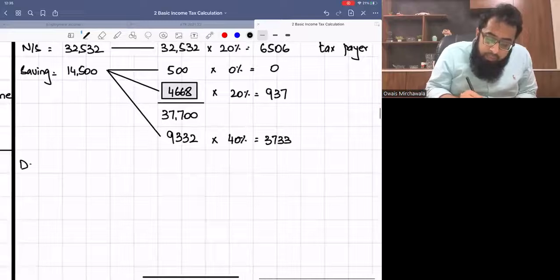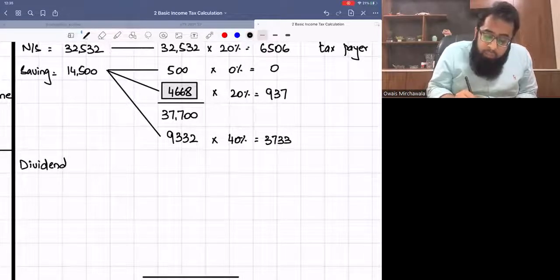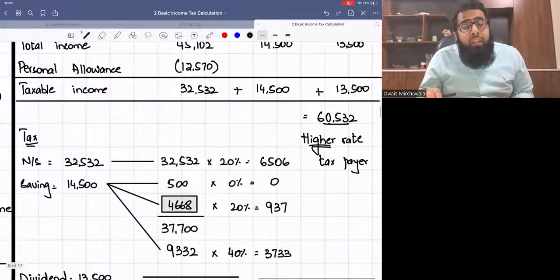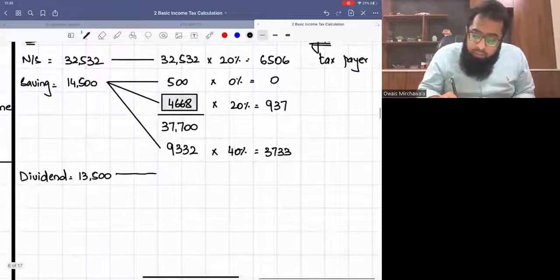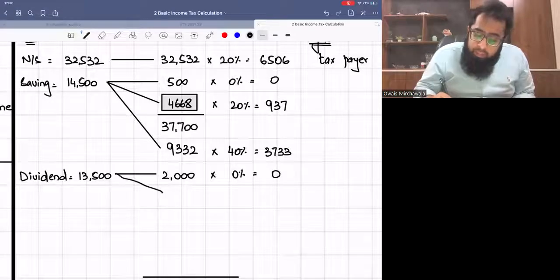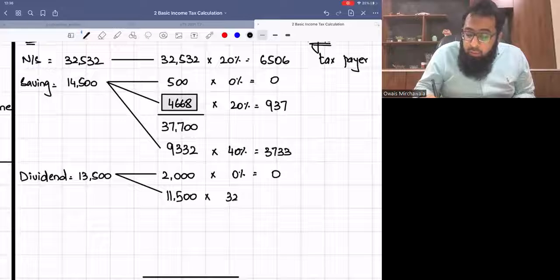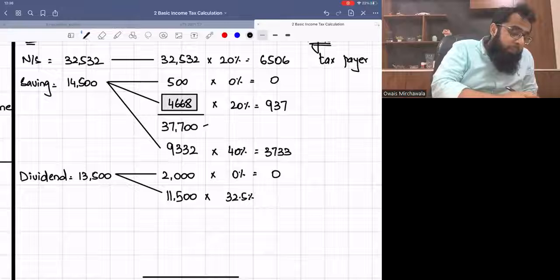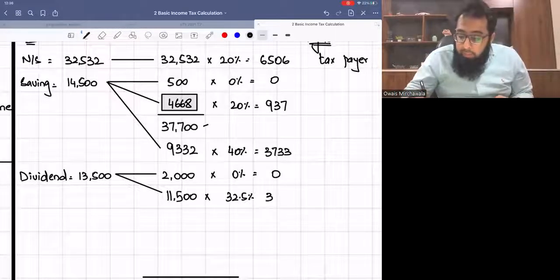And the last is dividend. I will give a review again, so don't worry about it. The dividend is 13,500. Now for dividend, you know that always the rule is 2,000 goes at 0% band and the remaining dividend, which is 11,500, will go in the higher rate band because the basic rate band is already used. So 11,500 multiplied by 32.5%. So it is 3738.